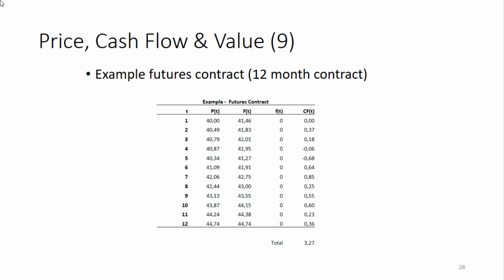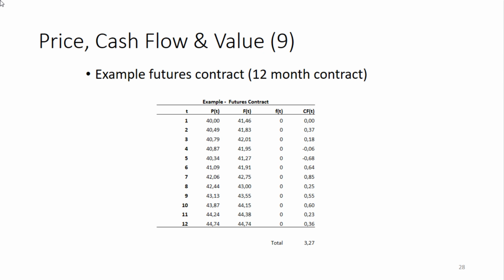And then at maturity, the spot price of the underlying good will be 44.74. Then there is the price of the futures contract. Originally, when I enter into the futures contract, the agreed upon price for delivery, for buying and selling at month 12, is 41.46. And you see that in this scenario, the futures price develops over time: 41.83, 42.01, and so on.